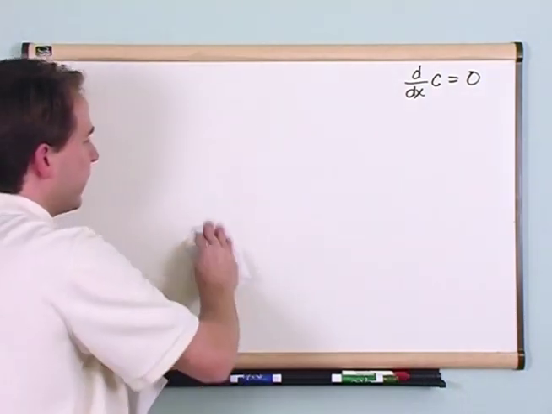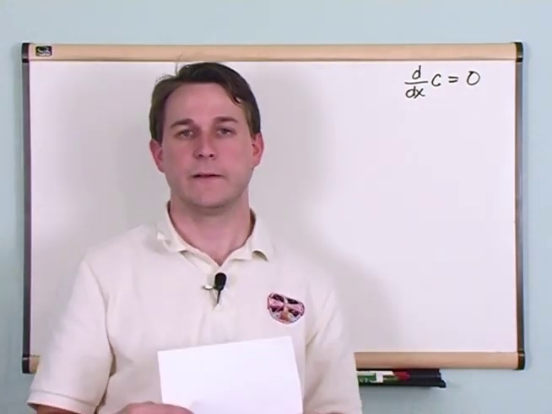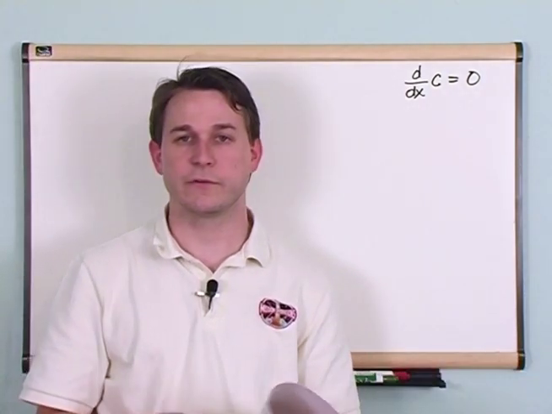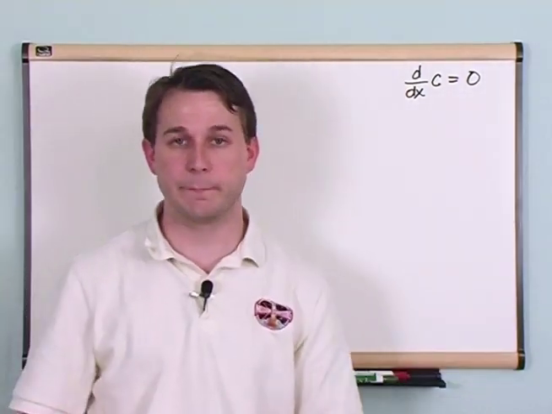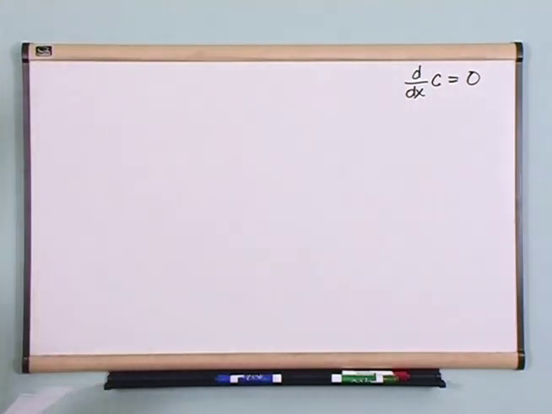It's just one of those things like when you're 5 years old, you learn 2 plus 2 is 4. Well, that's the way it is. The derivative of a constant is 0. It's a basic thing you're just going to have to remember. And you will remember because I promise you'll be doing it all the time.